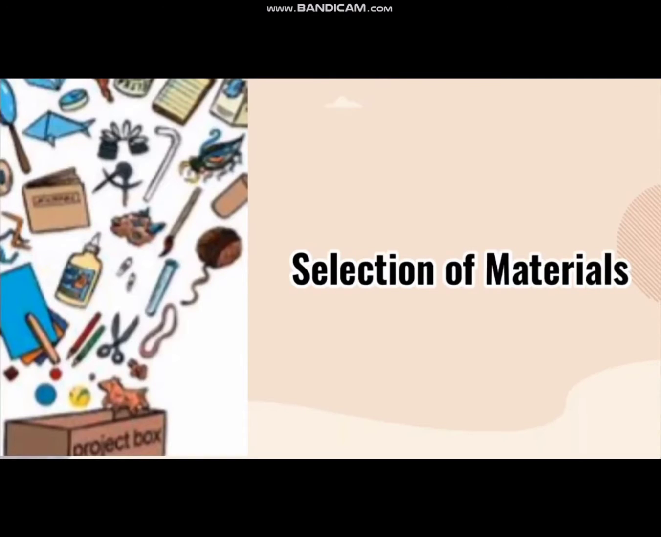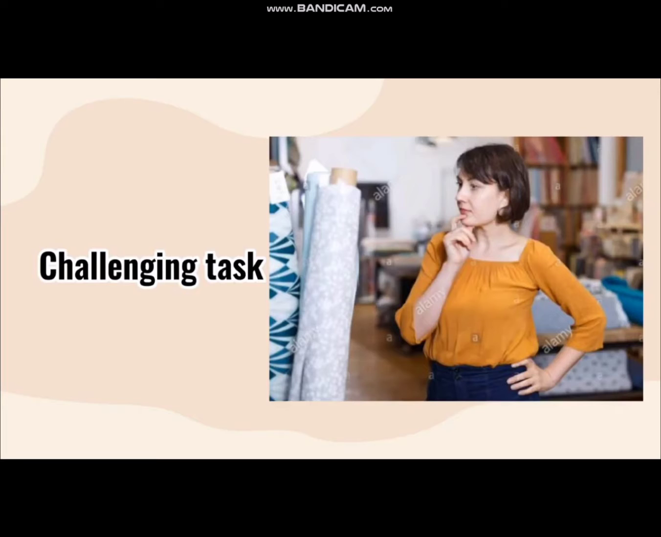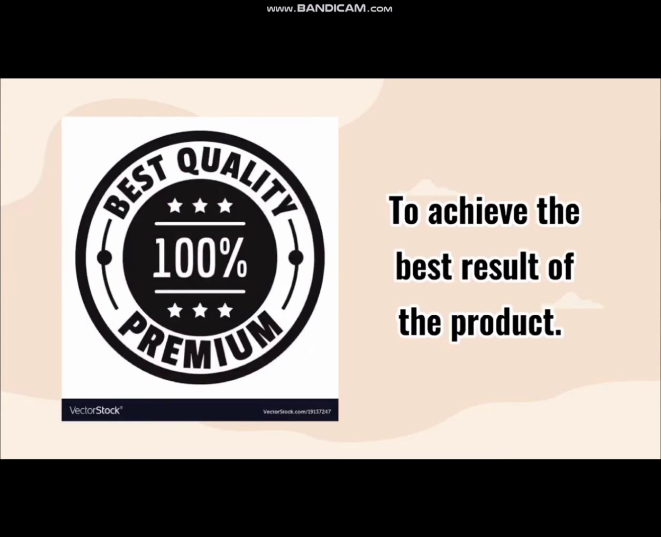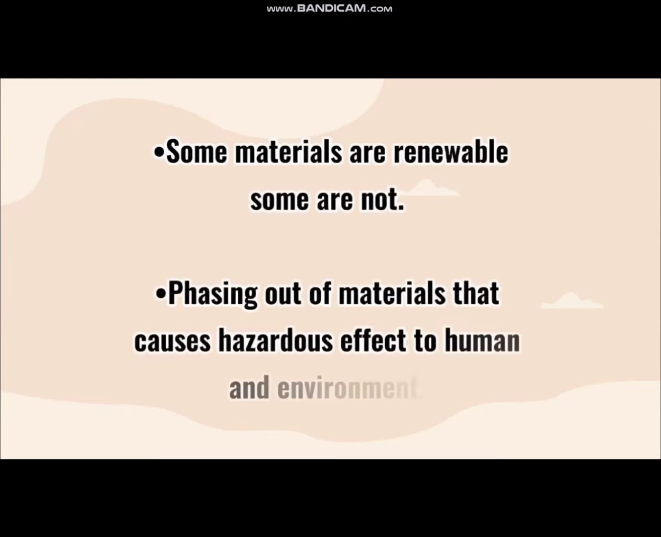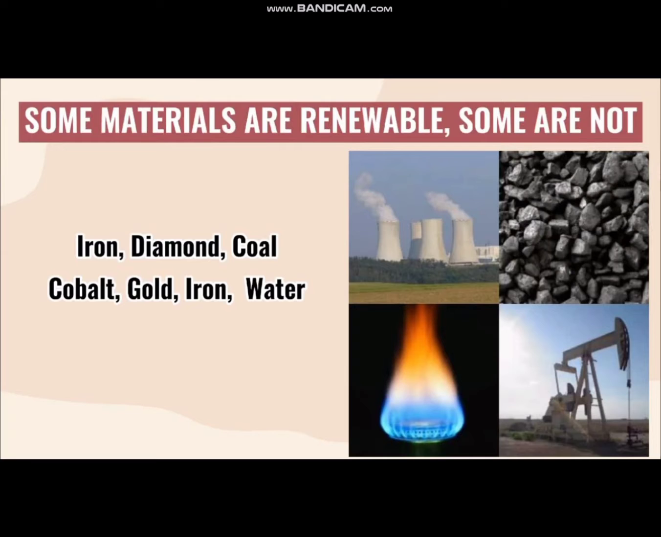Selection of materials. An act of choosing the material best suited to achieve the requirements of a given application. This is a challenging task considering the fact that it should be the best suited material to fulfill the requirements to be able to achieve the best result of the product. Some materials are renewable, some are not, and some must be phased out because they cause hazardous effects to human and environment. First, some materials are renewable, some are not.